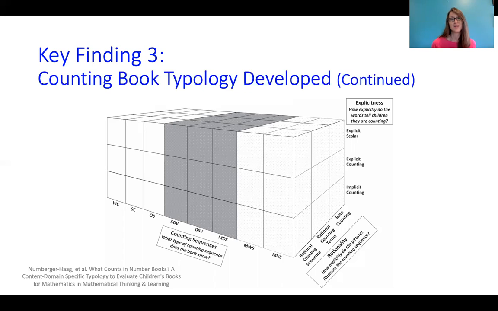The rationality dimension isn't like a rational number in terms of fractions. We use the idea of rote and rational counting as to whether how the pictures help convey this sequence. So the rationality dimension talks about how explicitly do the pictures help the children understand a sequence, and the explicitness dimension is about how explicitly do the words tell the children that they're counting, especially if they're skip counting.